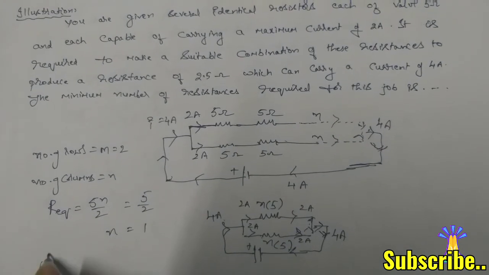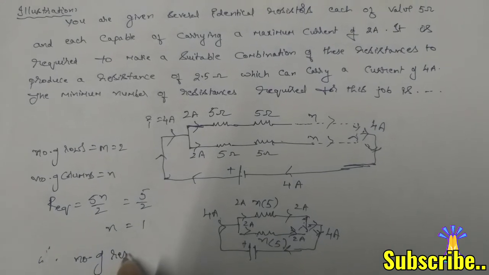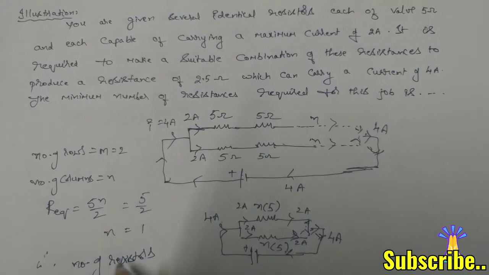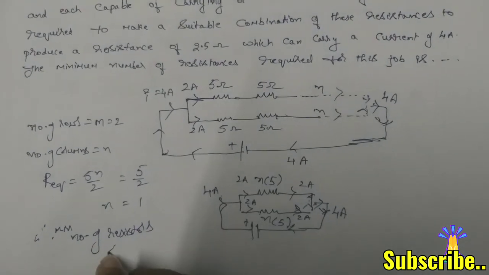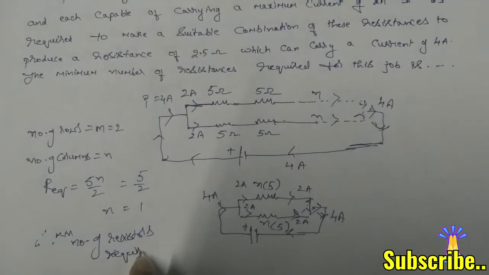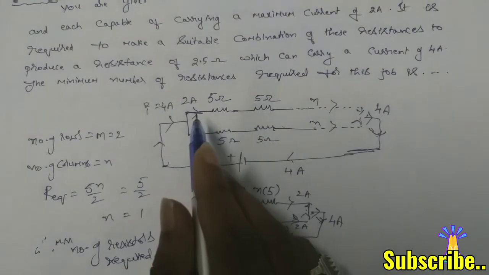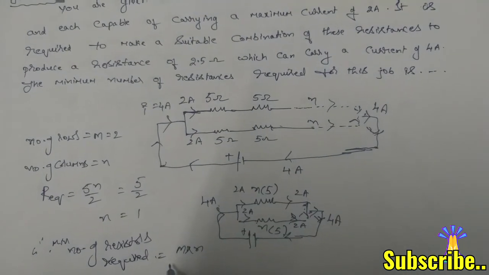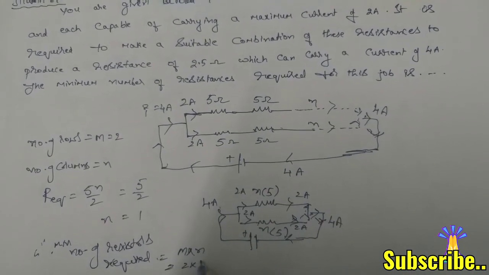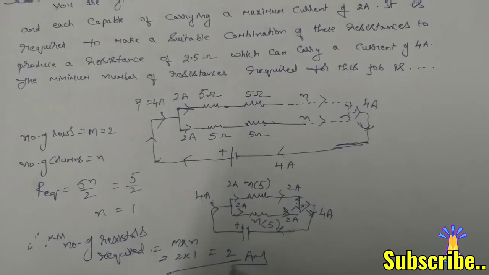Therefore the number of resistors we can write very easily now. The minimum number of resistors required is given by m into n. With m as 2 rows and n as 1, the number of resistors required is 2. This is the answer to the problem.